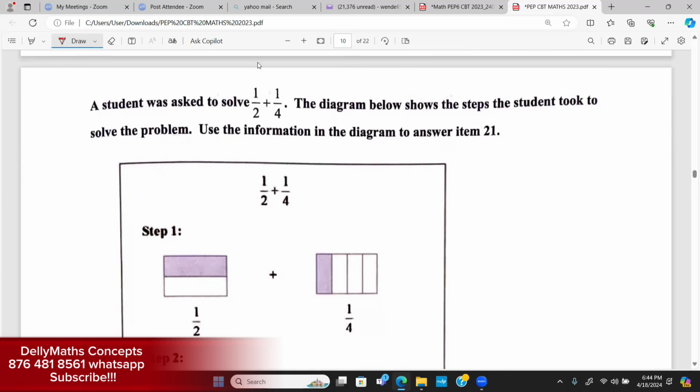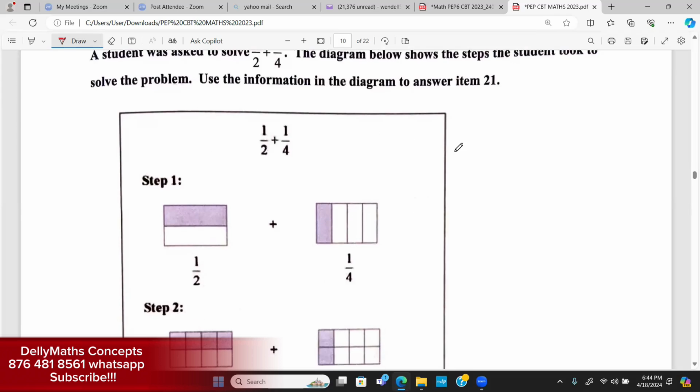All right, let's keep going. It says here a student was asked to solve a half plus a quarter. The diagram below shows the steps the students took to solve the problem. So watch this. This is what they're doing. Use the information in the diagram to answer 21. So half plus a quarter.